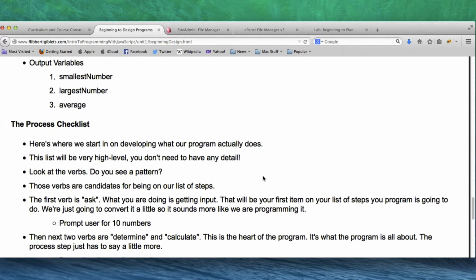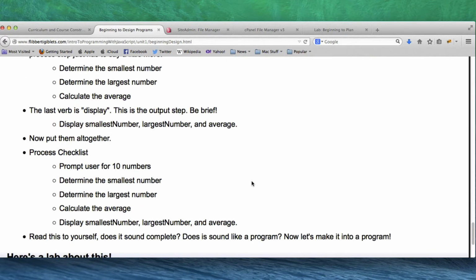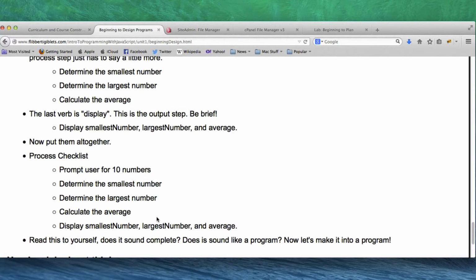So there we go. Our process checklist, if we put it all together, is: prompt the user for 10 numbers, determine the smallest number, determine the largest number, calculate the average, and display the smallest number, largest number, and average. So you want to go and review this with yourself and see if this seems correct.